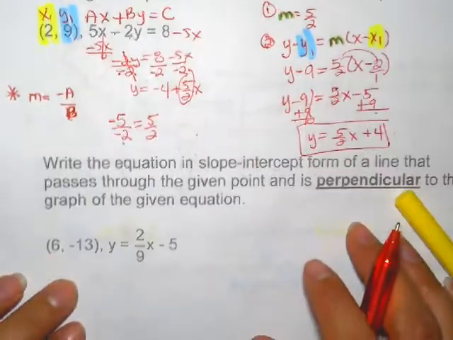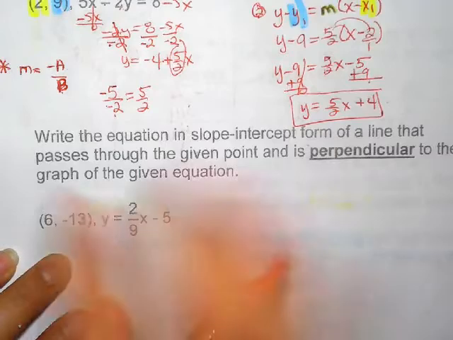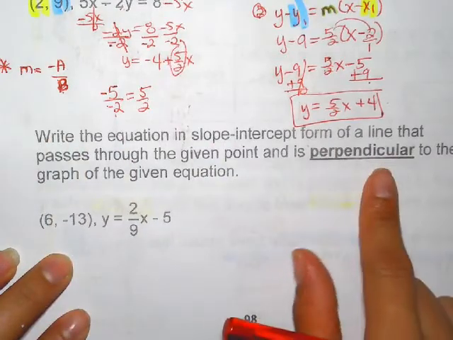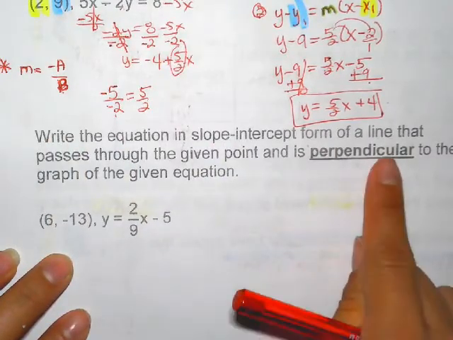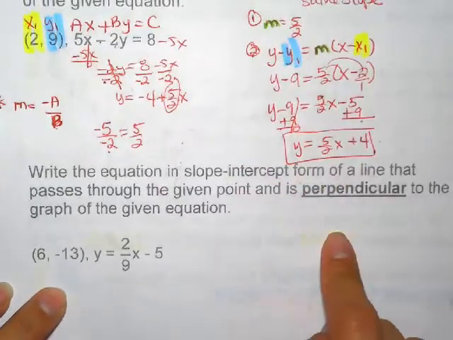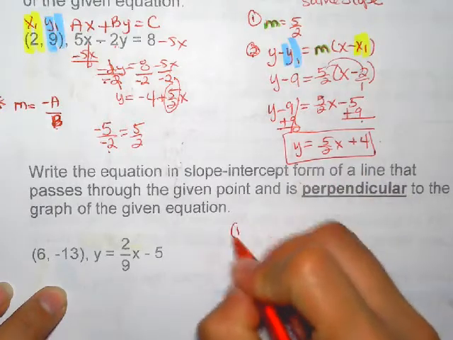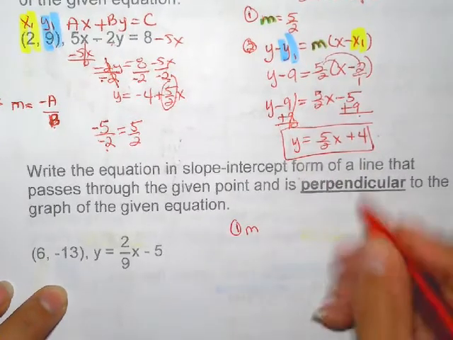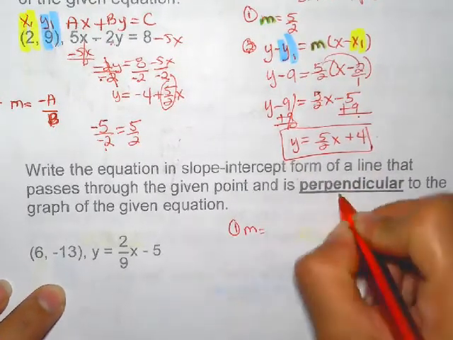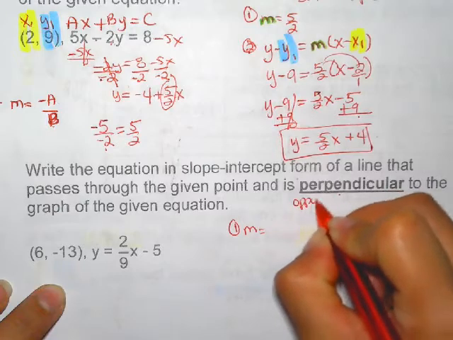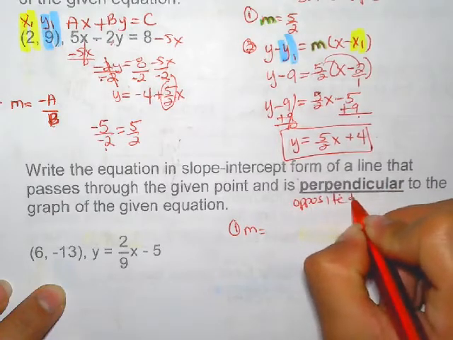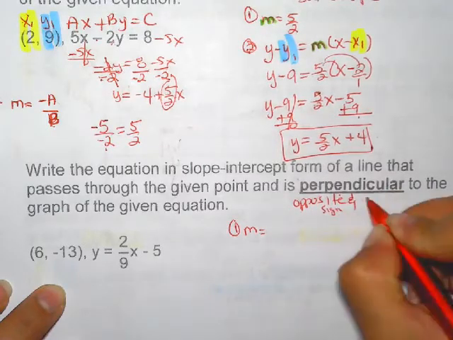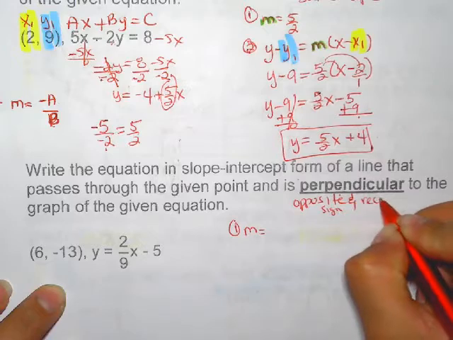Alright, now in this next part, we're doing the same thing, but we need to find a line that is perpendicular to that. So the steps are going to be the same. First step is to find the slope, but be careful, because we know that the slopes of perpendicular lines are opposite sign and reciprocal of each other. Reciprocal.